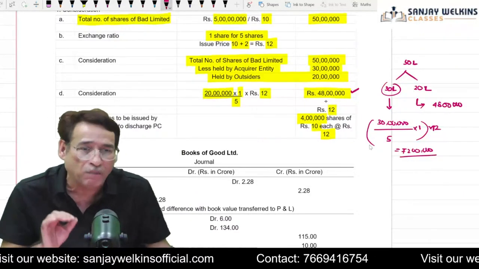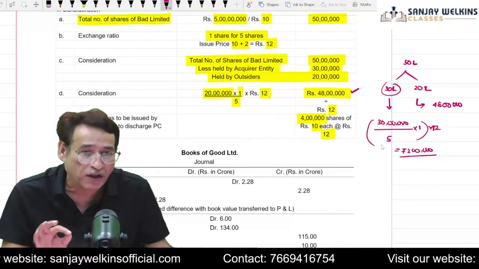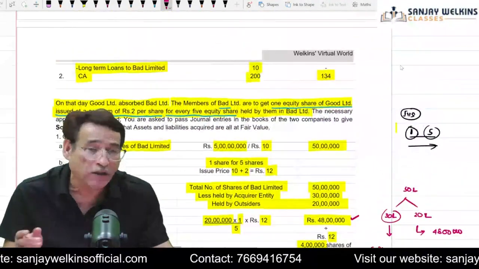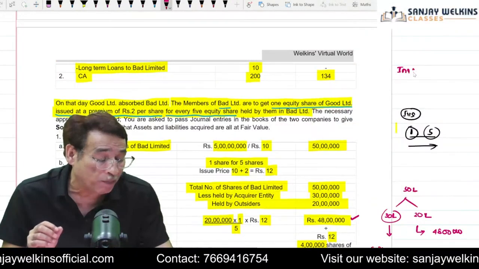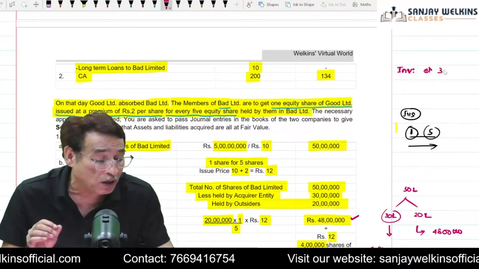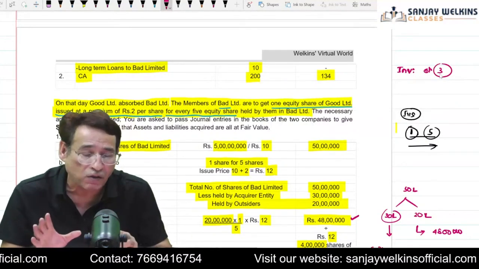Actually, why did I compute this figure? The reason is that, although it is not needed, what you need to know is that you have already made investment in the other entity. And the investment which you have made in the other entity is at a cost of 3 crores, or 300 lakhs, whatever it is. Is it clear to you?